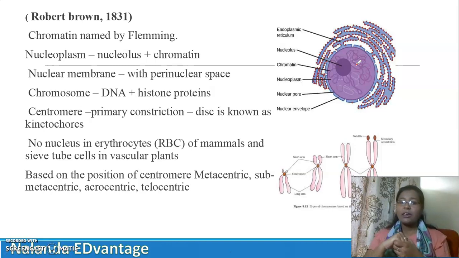Now an important thing to note is that the RBC of a mammal, such as in our cells, does not contain any nucleus. As well as the sieve tube cells in vascular plants, they do not contain any nucleus.